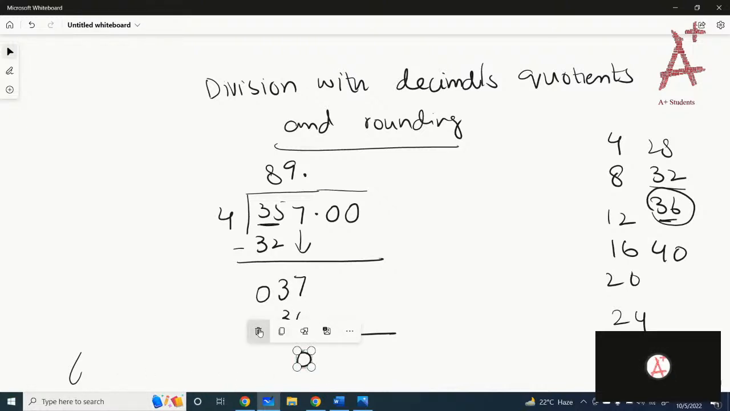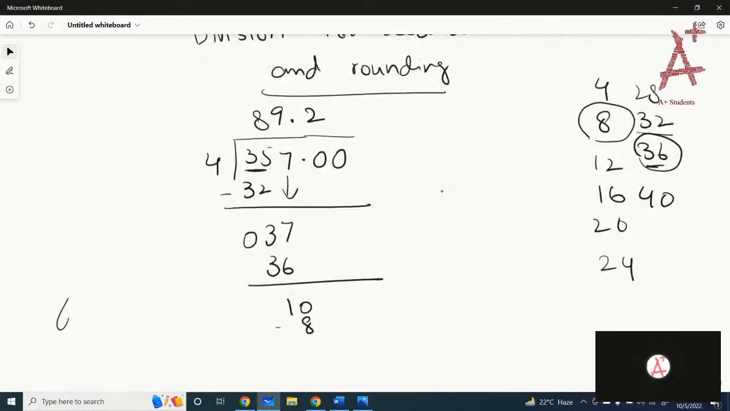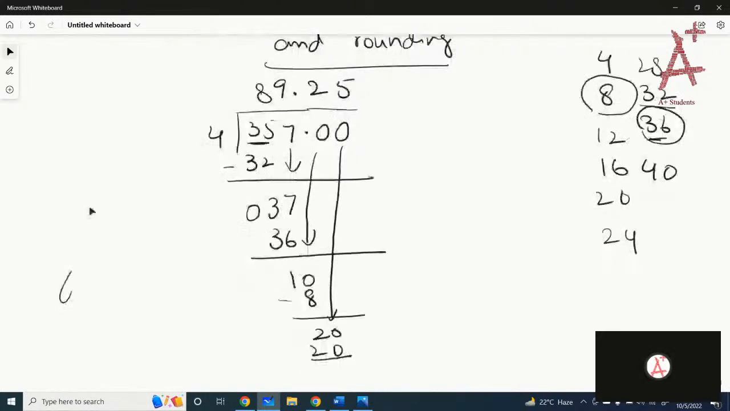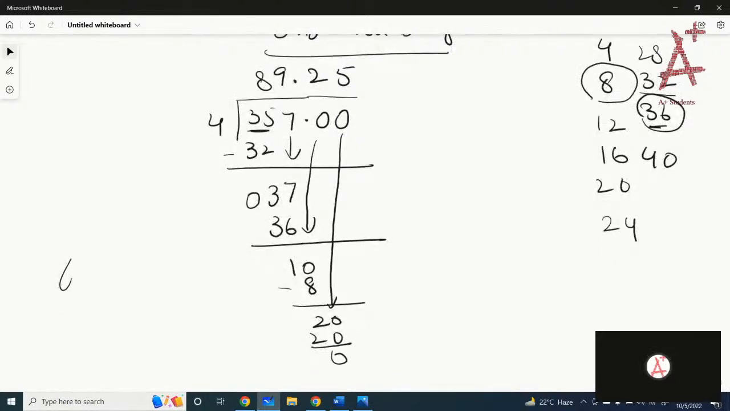So now you need to bring the 0 down. Got it? Now count the table of 4 until you get 10 or a number that is less than 10. So we can go for 4 times 2. 4 times 2 is 8. So 10 subtract 8 is 2. You have another 0 that is at the hundredths place. Bring the 0 down. So 4 times 5 is 20. And 20 subtract 20 is 0. Got it?